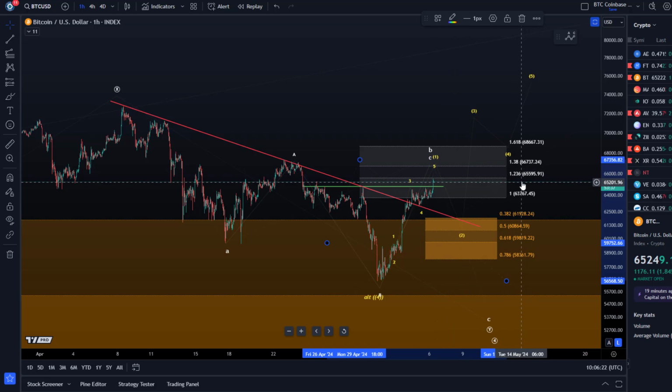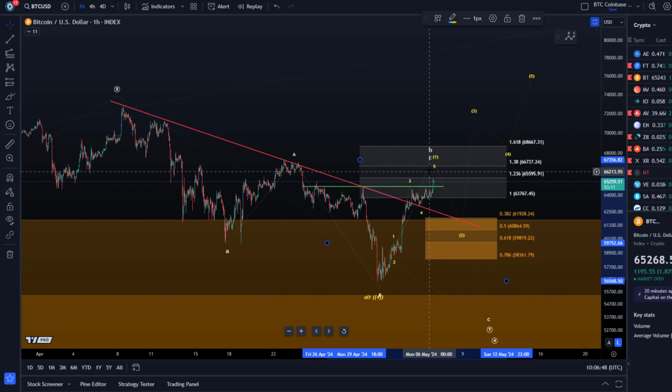We've arrived at 65,595. This is the 1.236 extension. Above that, we've got 66,737. That's going to be the next resistance level, probably looking at the larger degree, because this is also where we are looking at that spike of the VRVP, and we have here this sort of consolidation phase. 68,667 would be quite a bit of a stretch.